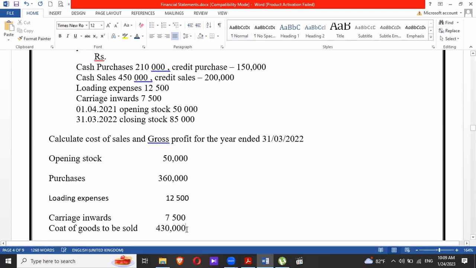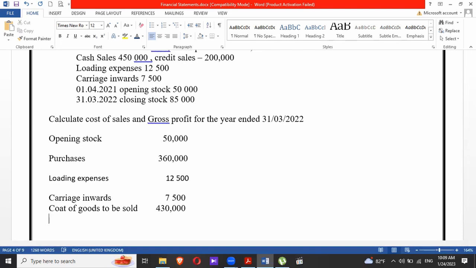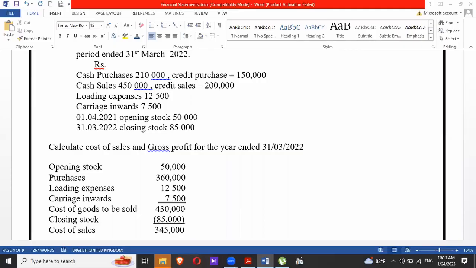Right, but we need to calculate the closing cost of sales. So you have to deduct closing stock. So, right, this is the answer for the second question. To calculate the cost of sales, first we have to take opening stock plus purchase, then purchase related expenses. Here also there are two, loading expenses and carriage inwards, 12,500 and 7,500.